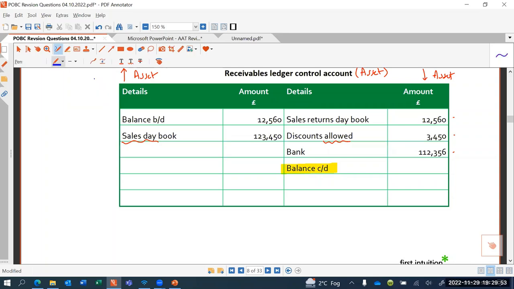How do I work that out? Anybody remind me? How do I find that balance carried down figure? Maybe you would like to work it out for me. Pop your answer in the chat box when you've got one.